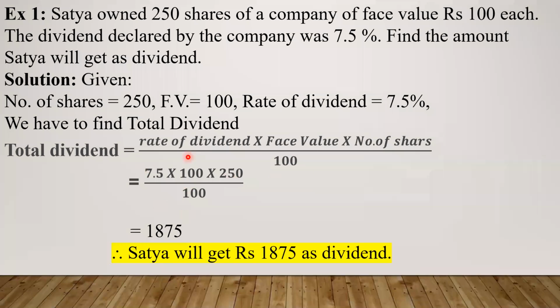Now, when you simplify this, multiply 7.5 into 100 into 250 and divide by 100, you will get 1875. So therefore, Satya will get rupees 1875 as dividend. So it is very simple. In this formula, there are four things: total dividend 1, rate of dividend 2, face value 3, and number of shares 4. If you know any three, fourth you can find. So in this problem, you were given rate of dividend, face value, and number of shares. These three things were given to you, and you have calculated total dividend. Okay.